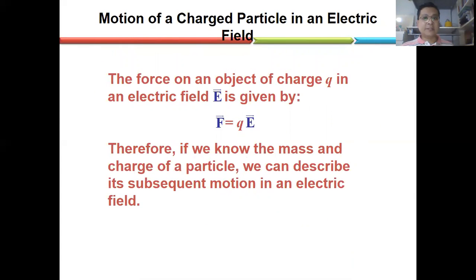Okay, the force on an object of charge Q in an electric field E is given by the formula F equal to Q times E. This is the case if Q is negative. If Q is positive, it will be in the same direction as F.